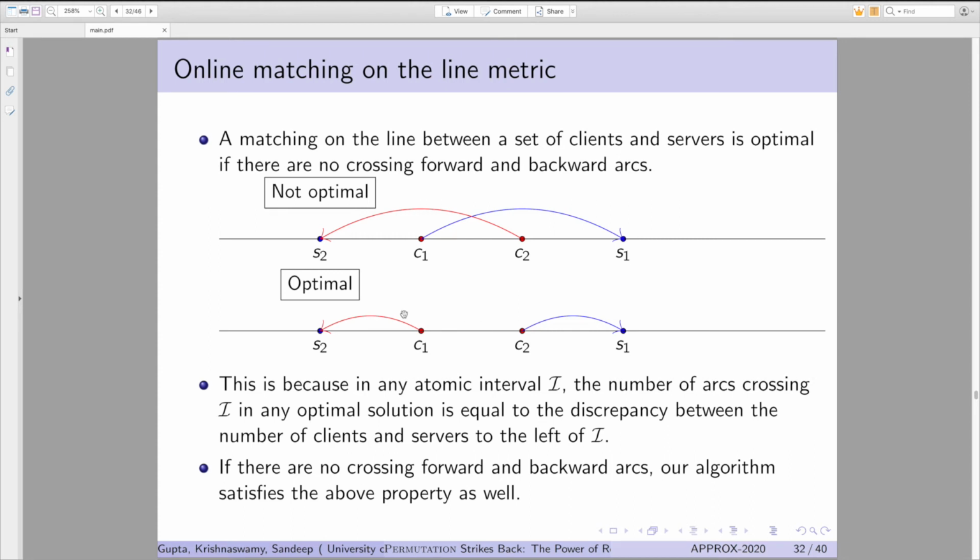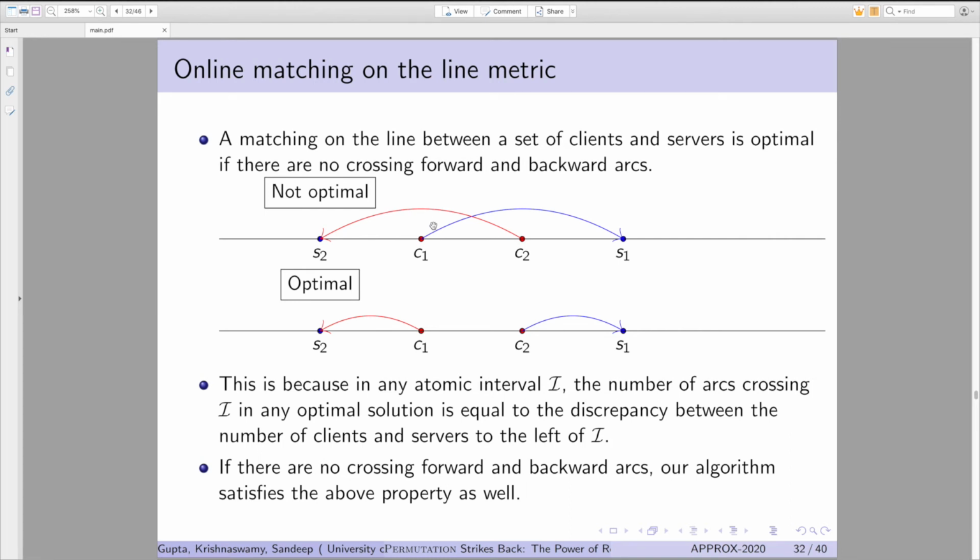The reason this is true is because we can write the cost of the optimal matching as a summation over all the atomic intervals. By atomic intervals, we mean the intervals between any two consecutive clients and servers. Furthermore, we can write the cost in terms of the discrepancy at these intervals. For example, to the left of this arc, the difference between the number of clients and servers is 1. So in the optimal matching, this arc is used exactly once, and that is the case if there are no crossing arcs. Similarly here, the discrepancy is 0, so in any optimal solution this arc shouldn't be used, and the same is happening here, and so on. So we need to use this key property that there shouldn't be any intersecting forward and backward arcs.